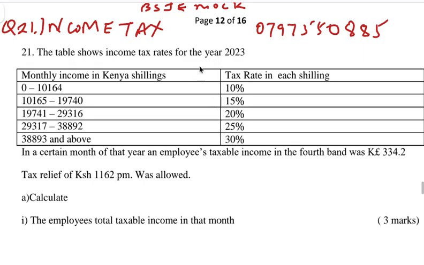Leo tutafanya income tax question 21. Paper ni ile ile.